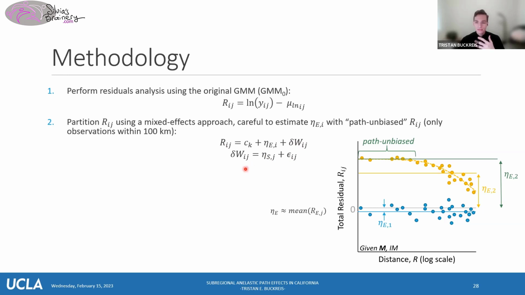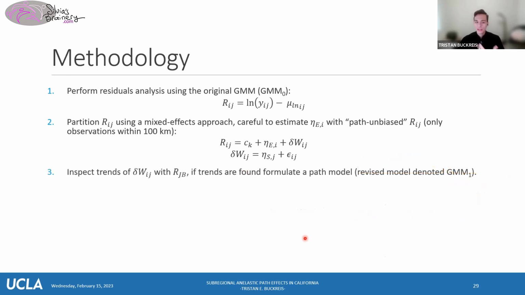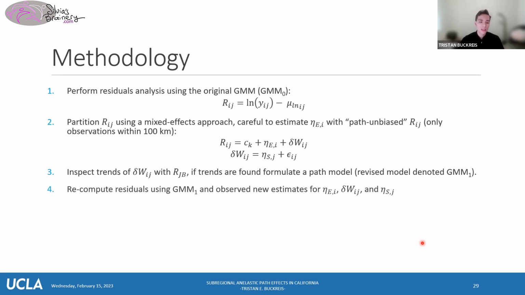So after we separate our event bias, we then look at trends of within event residuals versus distance, in lots of different plots. This is just data visualization to come up with a path model function, essentially, that we want to use. After we do that, we regress the model, and then we recompute residuals using that updated model, and we get new estimates for our biases and our within event residual.